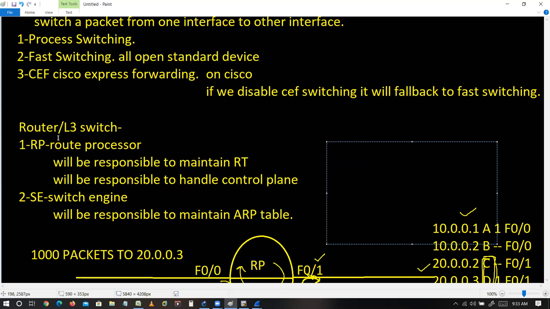So these components are fixed for the routing table and the ARP table. That's it. A firewall is fixed for security purposes, like here we have this component. That's it. Any doubt up to this point?